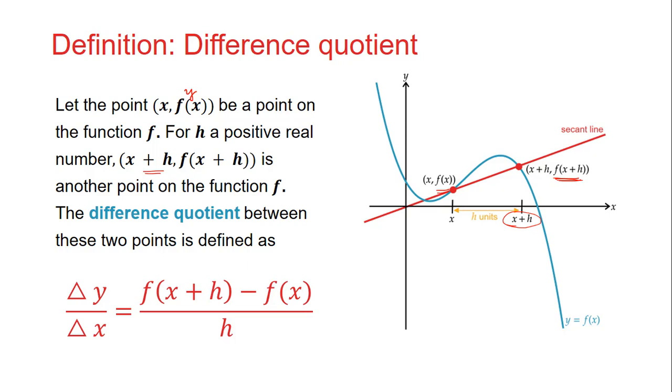Well, our change in x is the x plus h minus x, but the change in x is just simply h, right? X plus h minus x is just h. So this is the difference quotient.